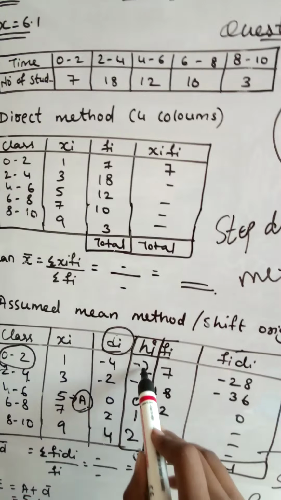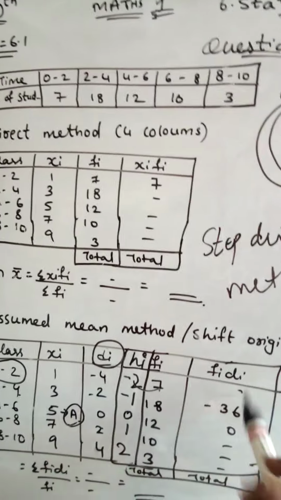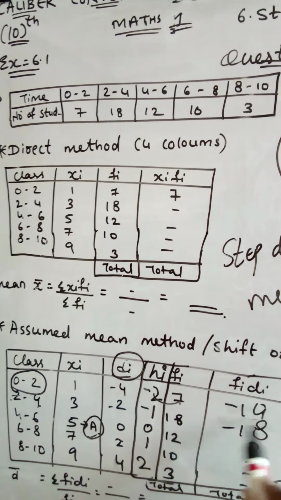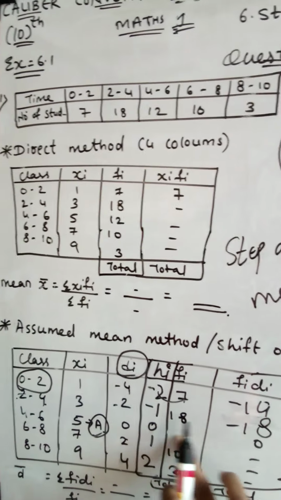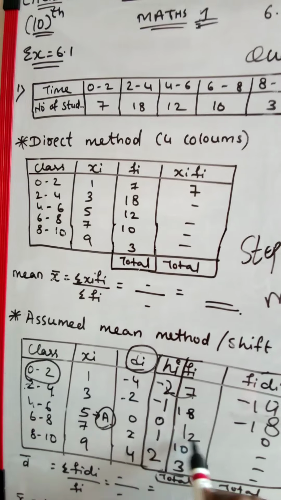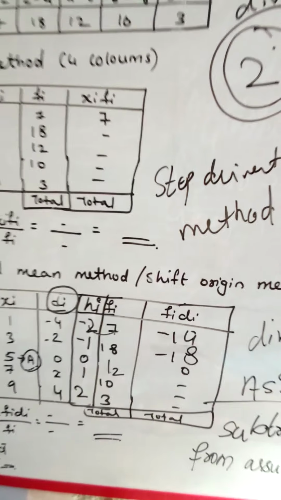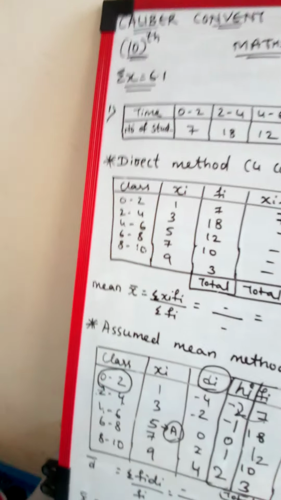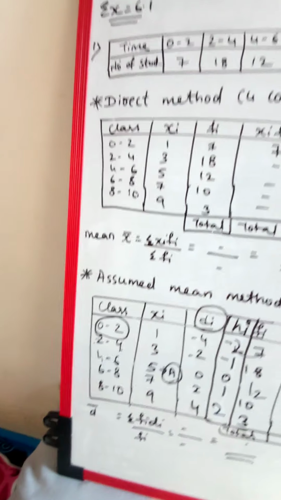Okay, then what do you have to do? You have to multiply this. 2 sevens are 14. 18 ones are 18. 12 0s are 0. Okay, then same, divide it and you will get your answer. But in the step deviation method, which formula will you use? You will not use this deviation formula there. What will you use? Wait, I will show you here.